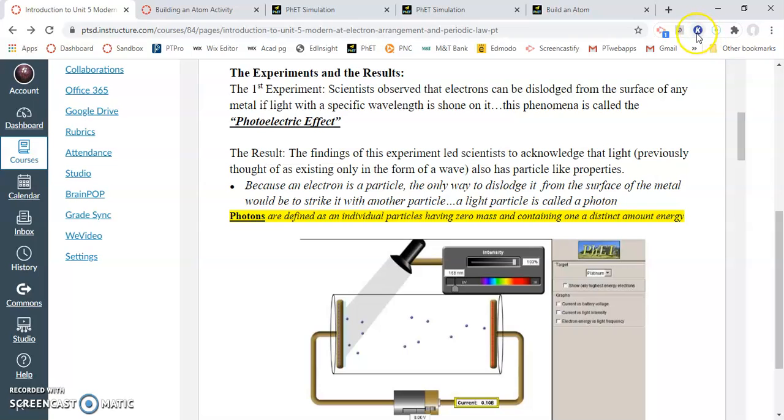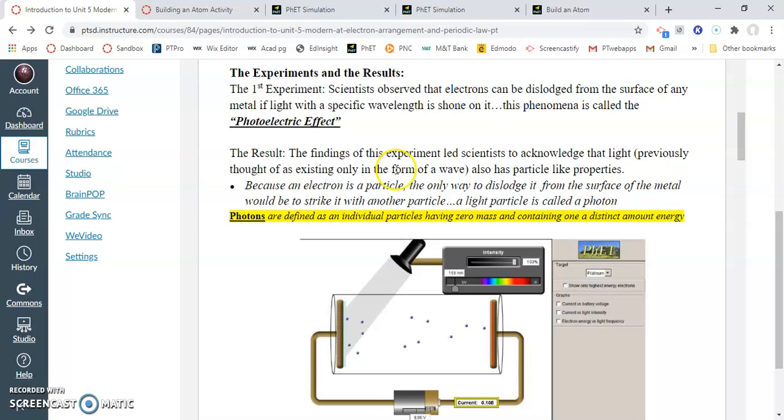Some scientists observed that electrons can be knocked off of the surface of a metal if a light with a specific wavelength or frequency is shone on it. So the photoelectric effect is the effect that when you shine a light with a certain frequency onto a metal, it can actually cause electrons to get knocked off of the surface and flow across a tube from one electrode to the next. It can actually create current and eventually light.